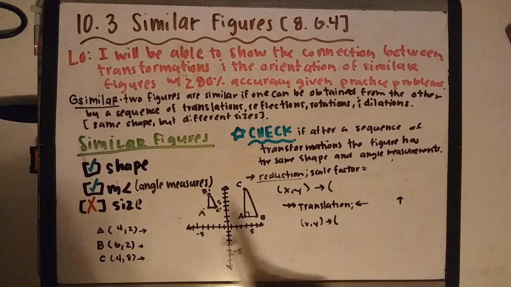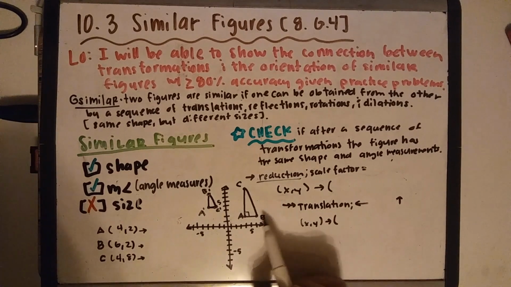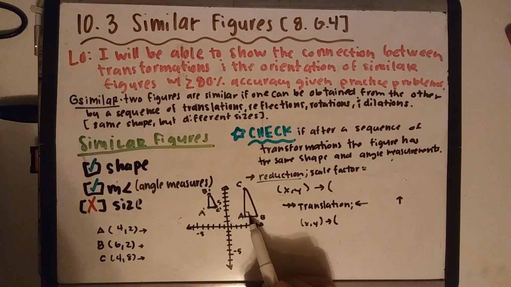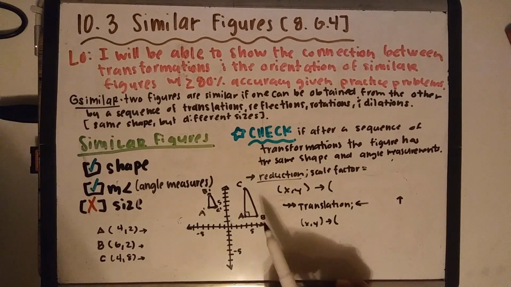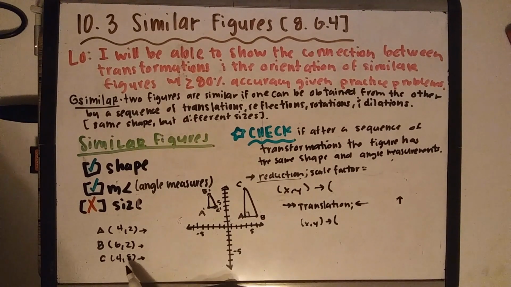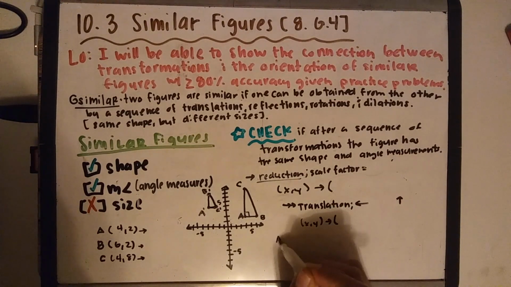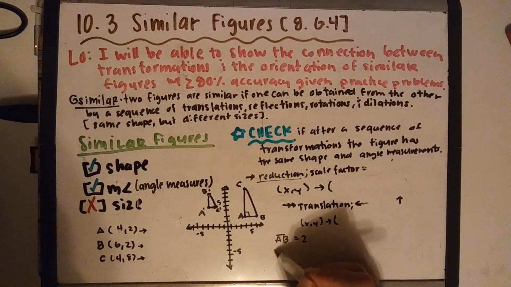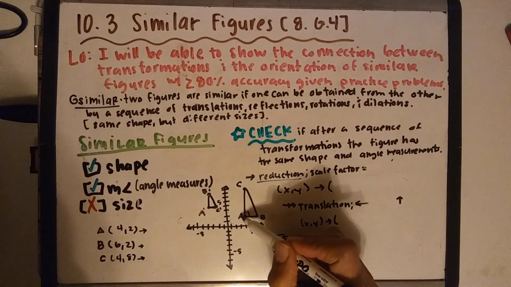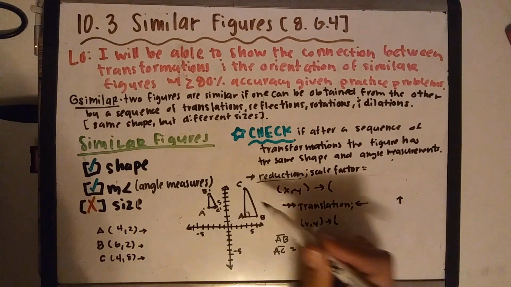The easiest way for me to do that, instead of looking at my ordered pairs, is just looking at one of the side lengths, and I can do that for each one of them. I'll just do it with the side lengths, and show you some math for the next module. So from A to B is 2 units. From A to C is 1, 2, 3, 4, 5, 6 units.